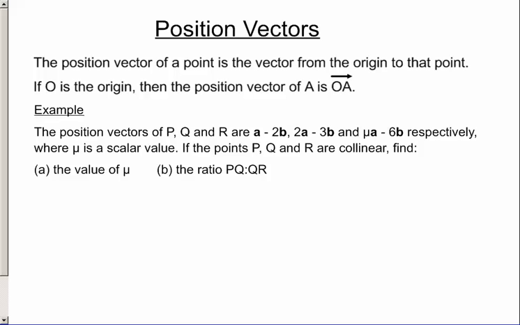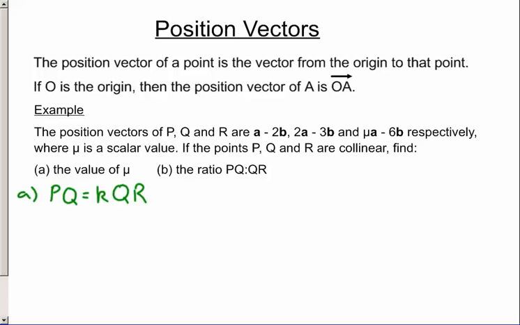Now, since they are collinear, we've seen this result before, we know that PQ is equal to some multiple, let's call it k, of QR. Because they are collinear, we know that any vector between any two points are parallel, so they are scalar multiples of each other. Now, since we know that, we can use that fact to help us find mu.